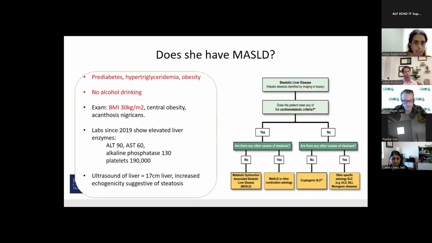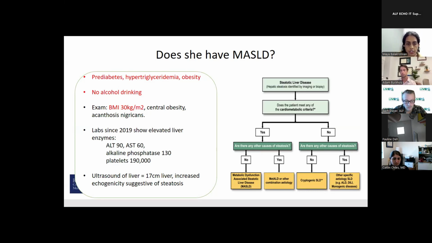If you have a patient with some evidence of steatosis in their liver, the first step is to determine whether they meet any cardiometabolic criteria. That's just a fancy way of saying, do they have any one of the 5 features of metabolic syndrome? All the typical features of metabolic syndrome, do they even have one of them? If they do, then you can conclude that this patient has metabolic dysfunction-associated steatotic liver disease.